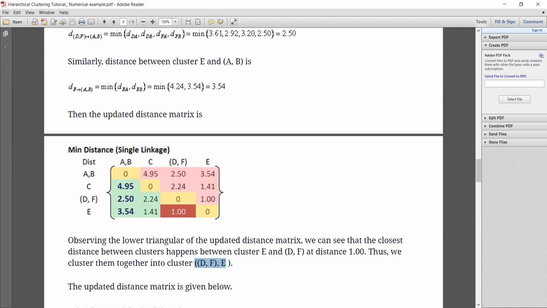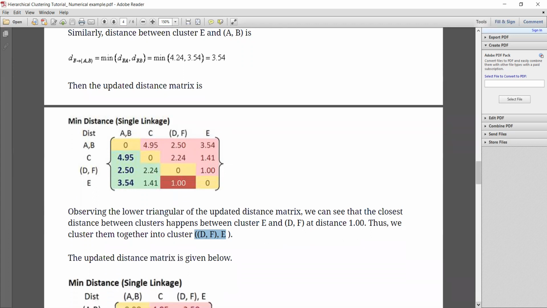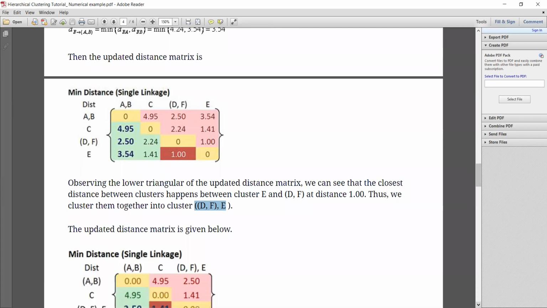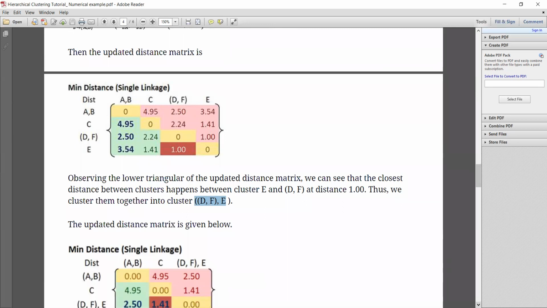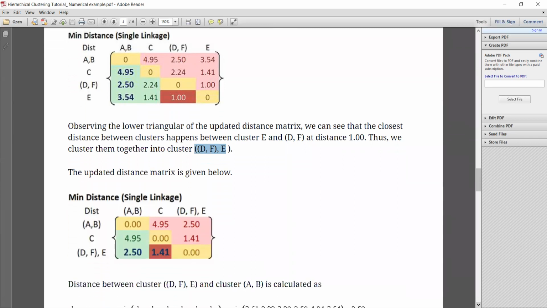So again, by merging this, we will get the new distance matrix here. Now in this new distance matrix, we have only 3 clusters instead of 4. So my first cluster is AB. Second cluster is C.